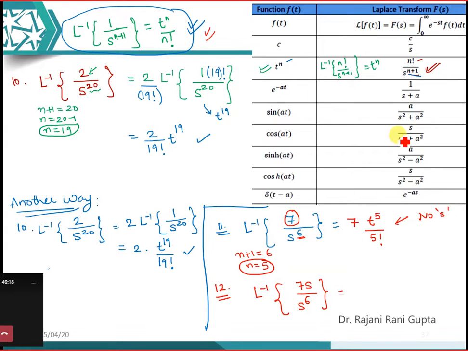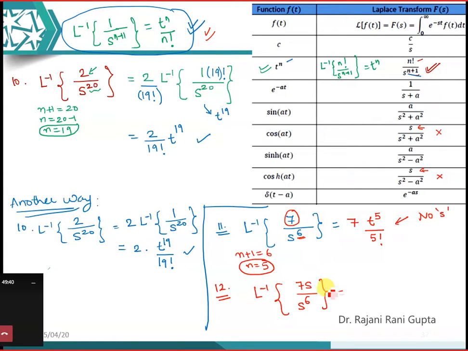See, okay, let me explain. So what is the thing? You have s in the numerator and here s power 6. So whenever you have s in the top, you have either this rule or this rule, where you need s square plus something or s square minus something in the denominator. So it means we cannot make use of these two rules.